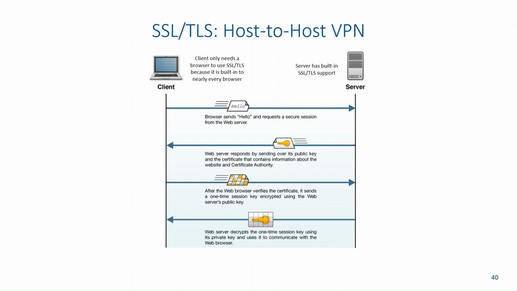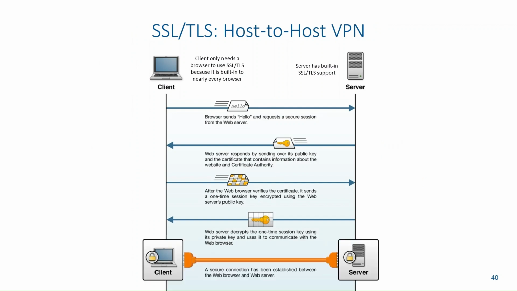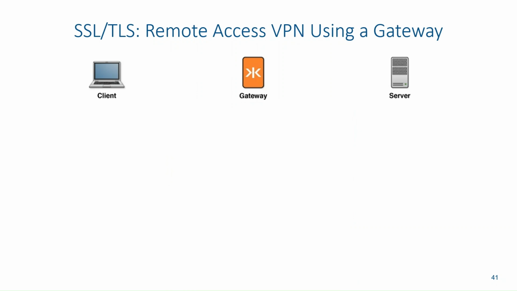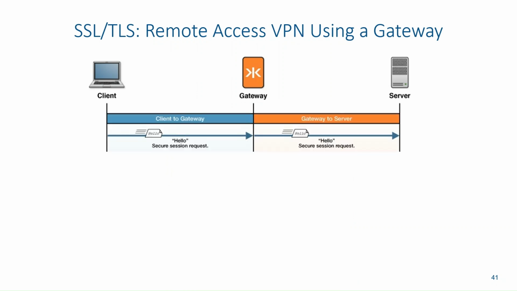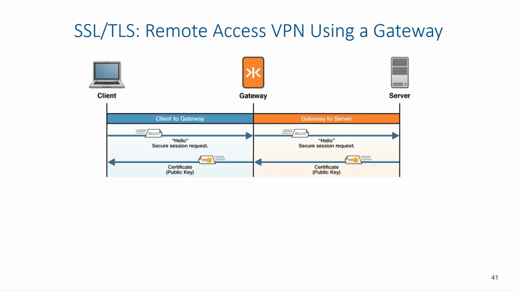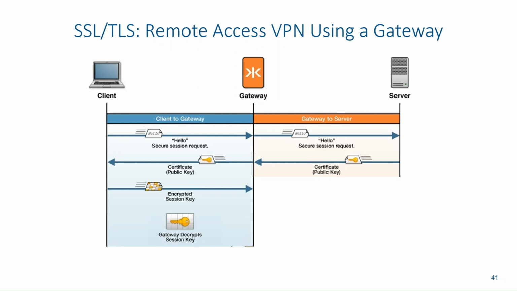From here, the web server is going to decrypt the one-time session key using its private key to be able to say, hey, we're ready to communicate. And from there, you have a secure connection established between the web browser and the web server. You can also have a gateway in the middle where you're basically doing the same steps, but you're passing it through a gateway just to verify that nothing nefarious is going through the network rather than establishing that communication right away.